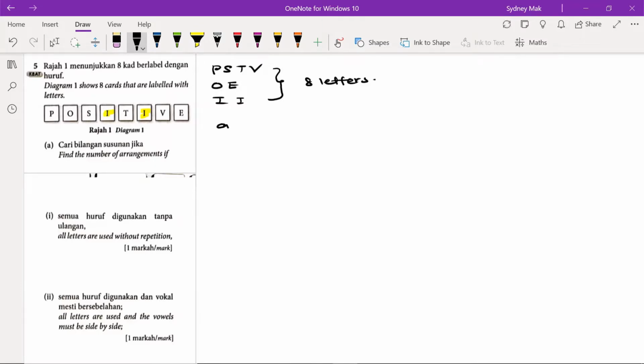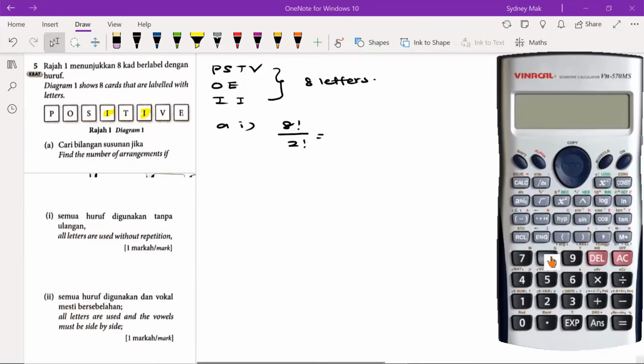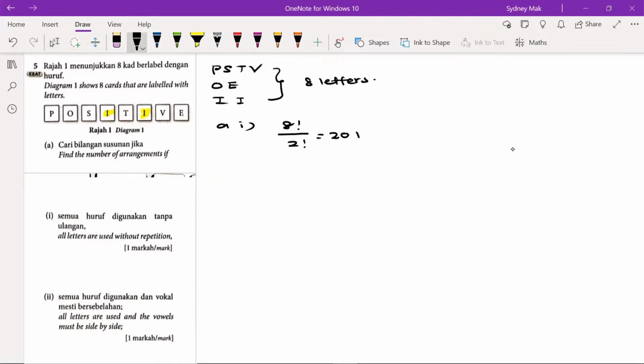So to arrange all 8 without repetition, we just take 8 factorial and divide by, due to the identical I, 2 factorial. So with the calculator, we shall take 8 factorial divided by 2 factorial. 20,160 ways. 20,160 ways of arrangements. Next, part 2.